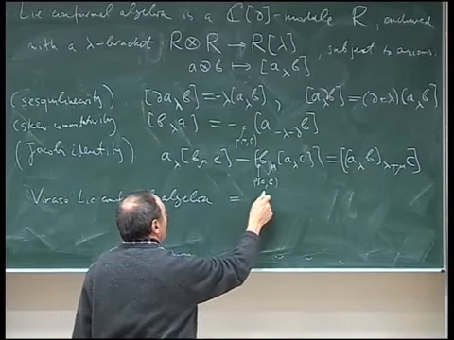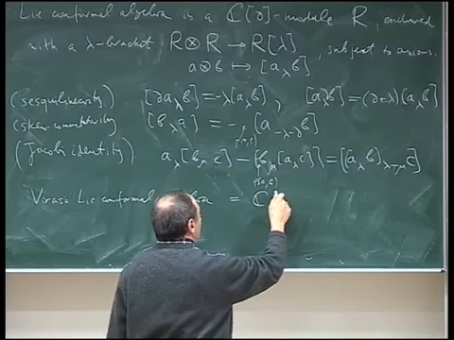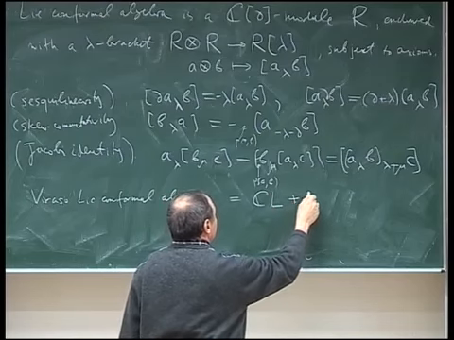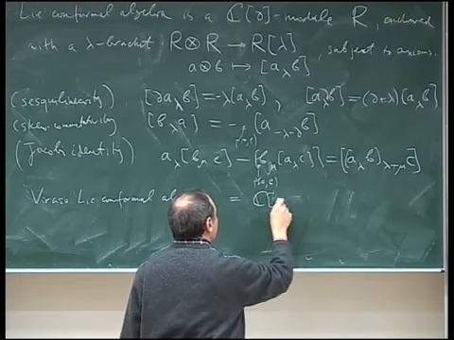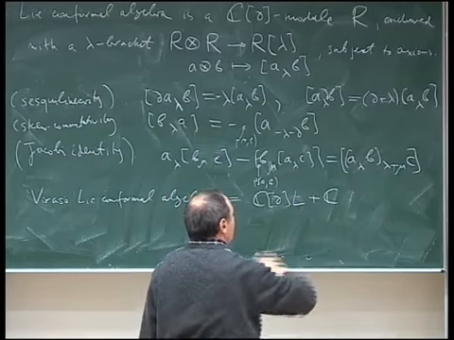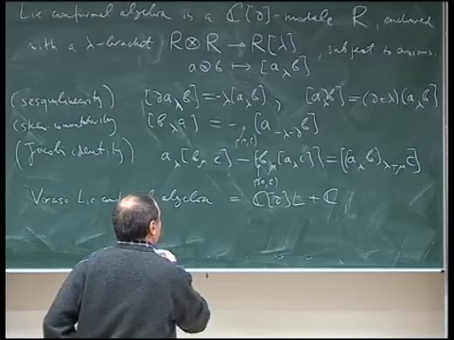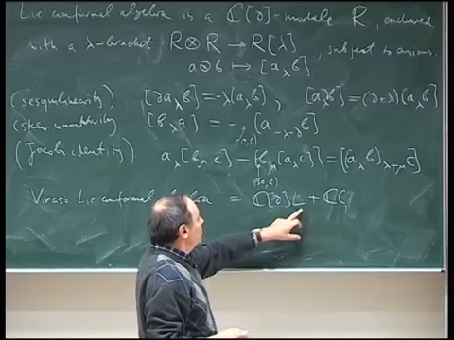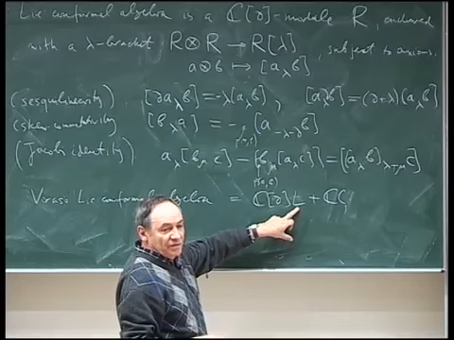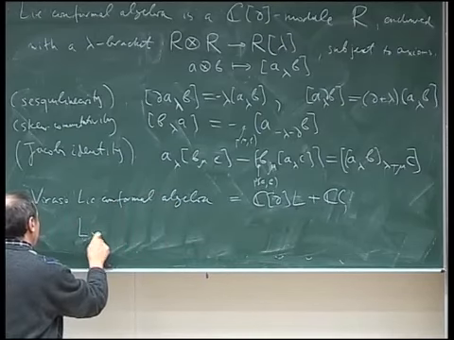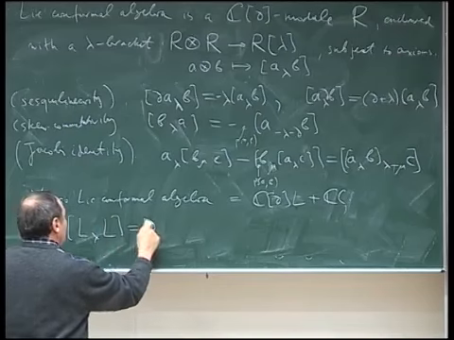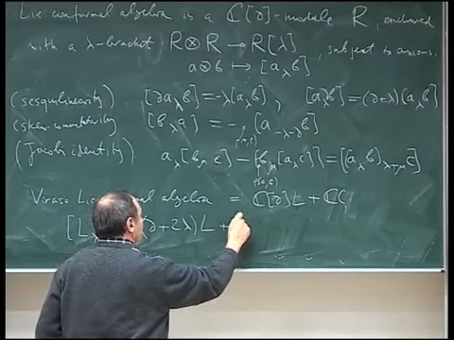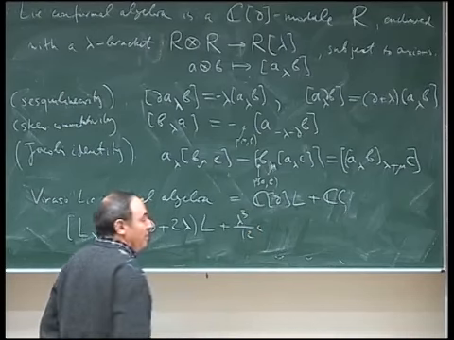Which is a module of rank 1, plus C of D, plus a one-dimensional space, and the lambda bracket. In order to define the lambda bracket, it suffices to say C is central, so it suffices to say only what is the lambda bracket of L with itself. The lambda bracket of L with itself is just D plus 2 lambda times L plus lambda cubed over 12 times C.